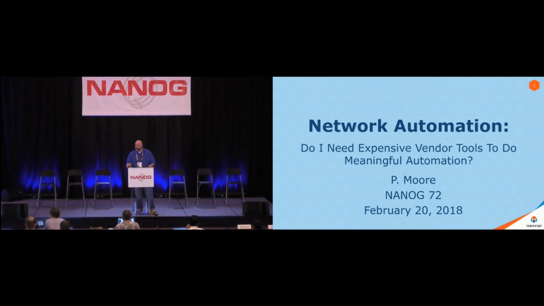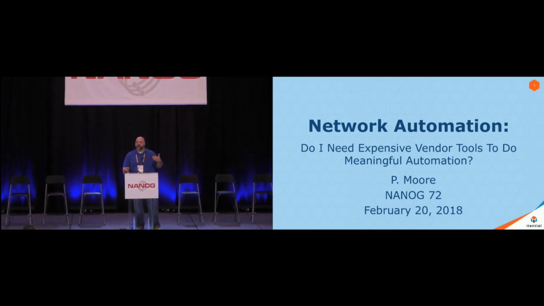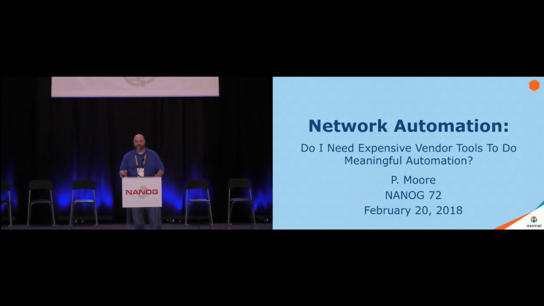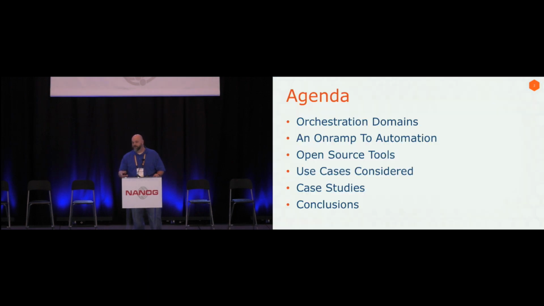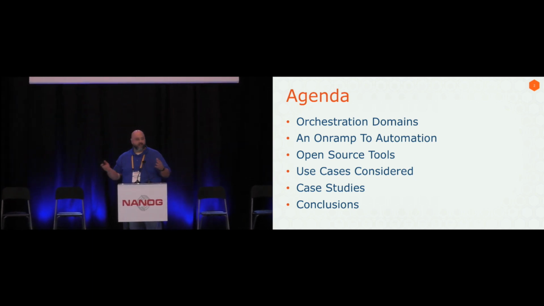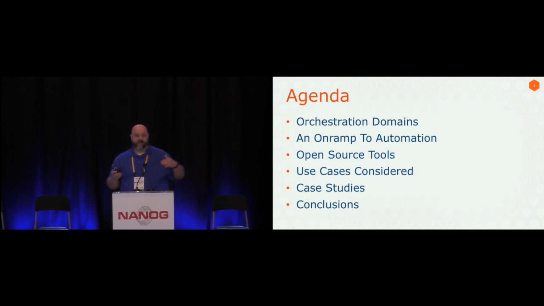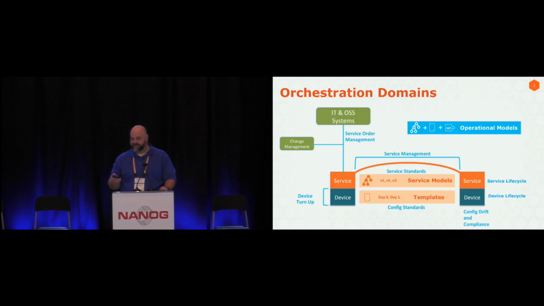So I'm going to talk about network automation and Onramp, and how you can do this without having to spend millions of dollars to do it. We're going to talk through the orchestration domains that are involved, the Onramp process to automating your operations, the tools that we use in some of the use cases that I'm going to present, as well as what those use cases were and how you can take this forward.